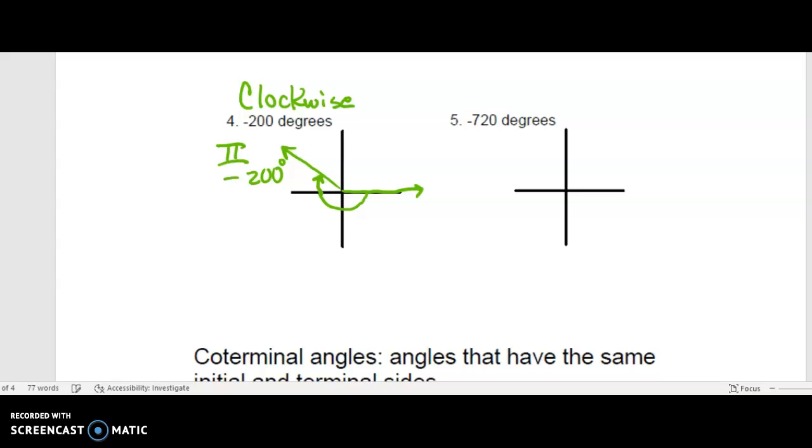And a negative 720-degree angle, starting on the positive side of the x-axis, we're going to move negative 360, and another negative 360 makes negative 720. Now this is not in a quadrant. This angle is not in a quadrant. We call this a quadrantal angle.